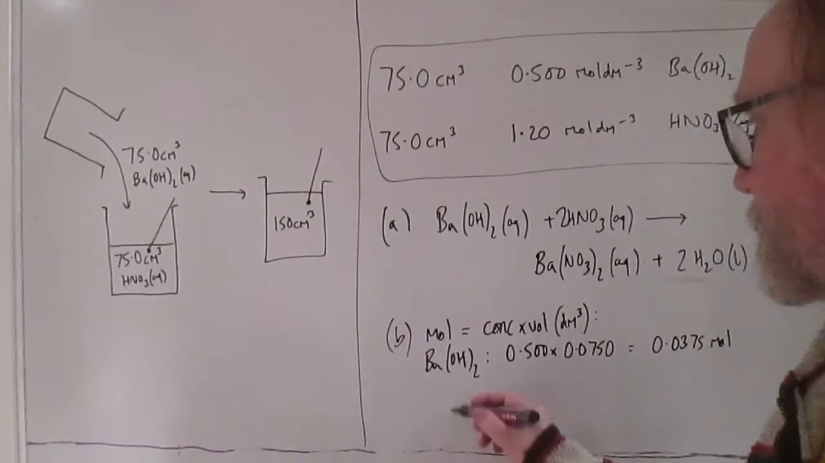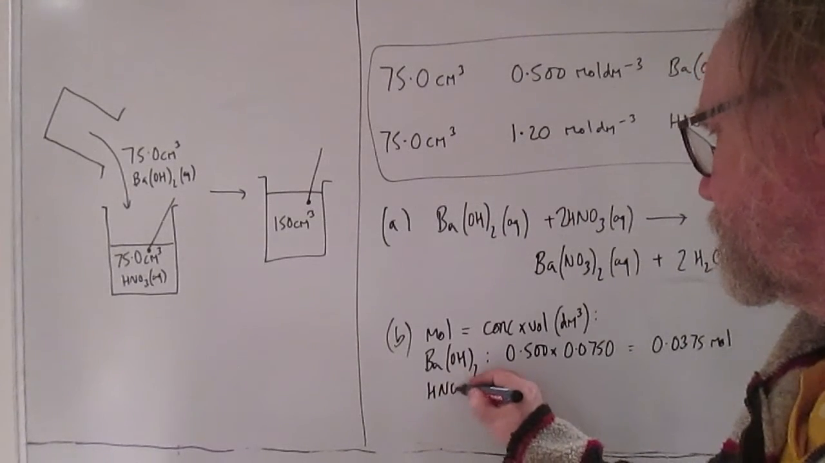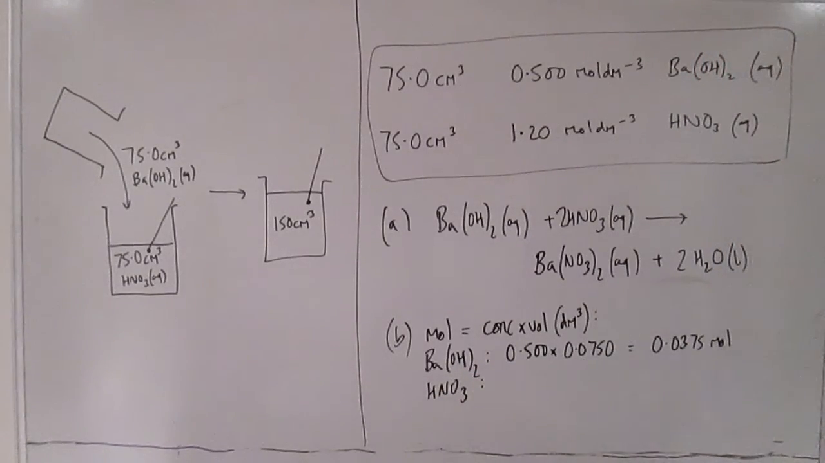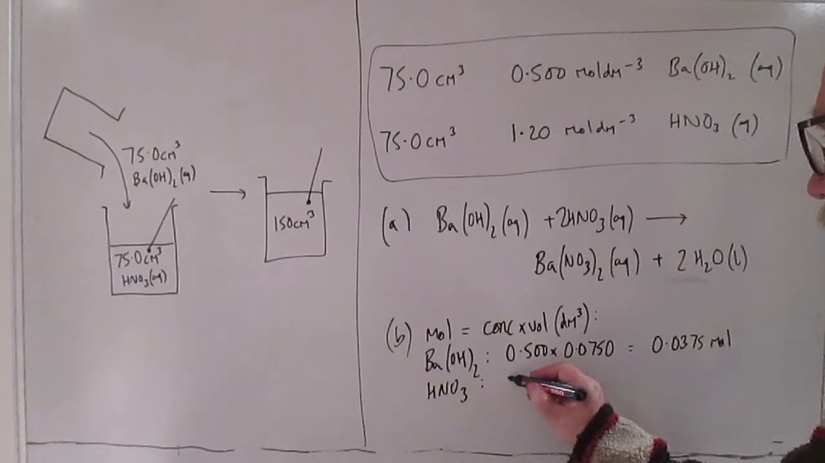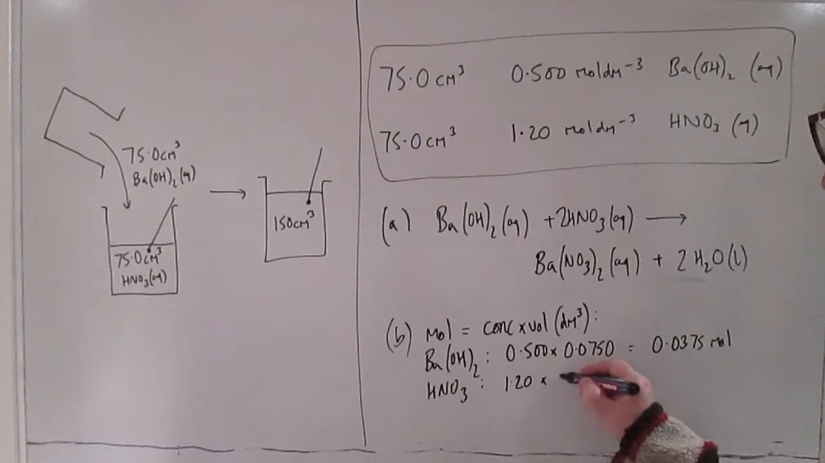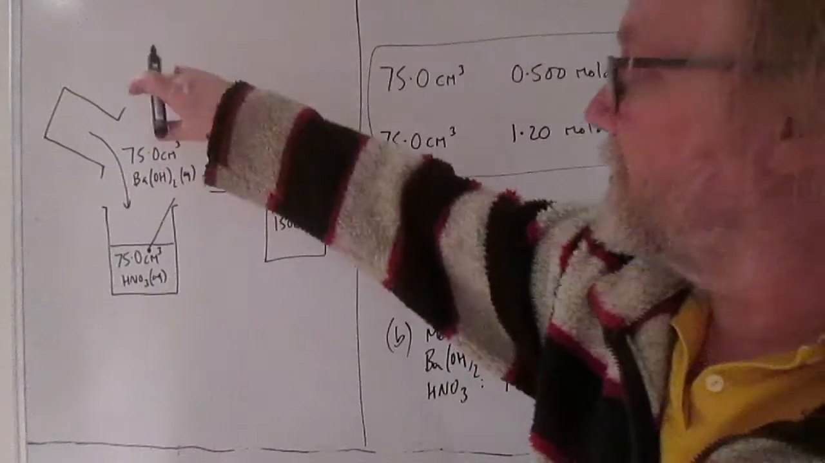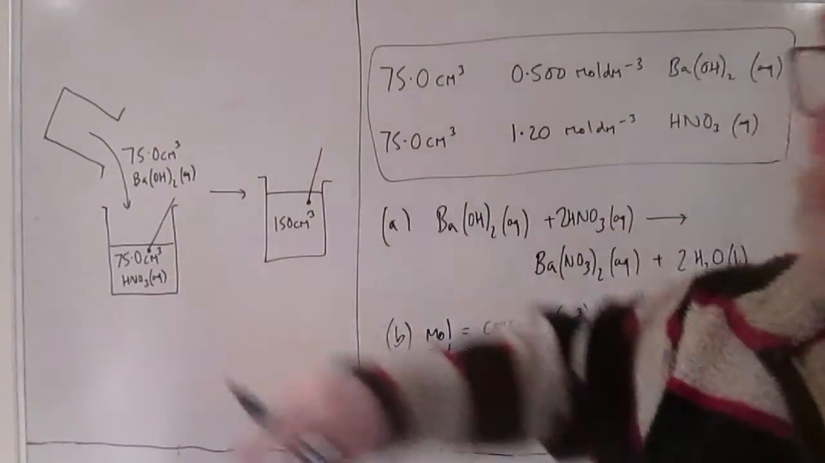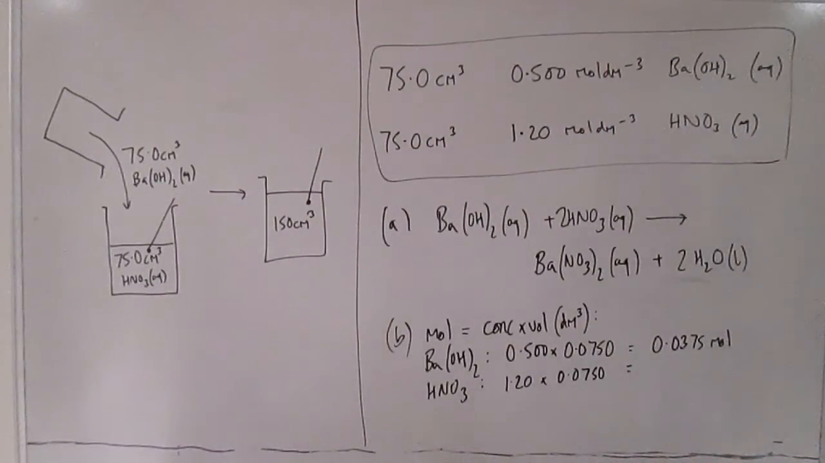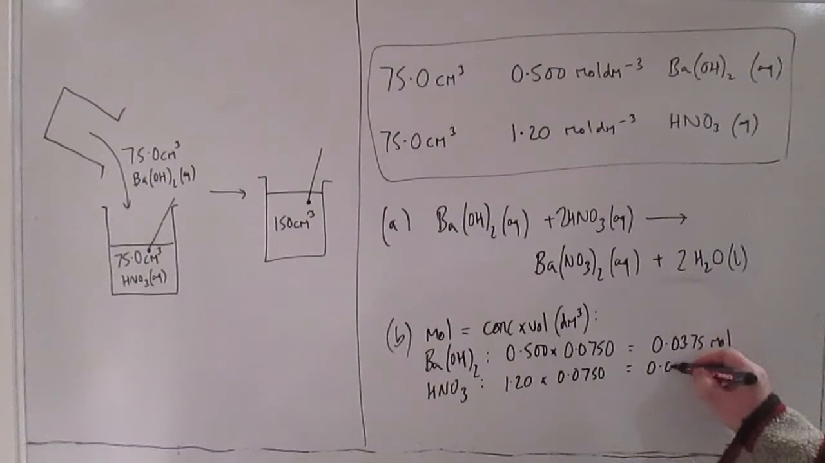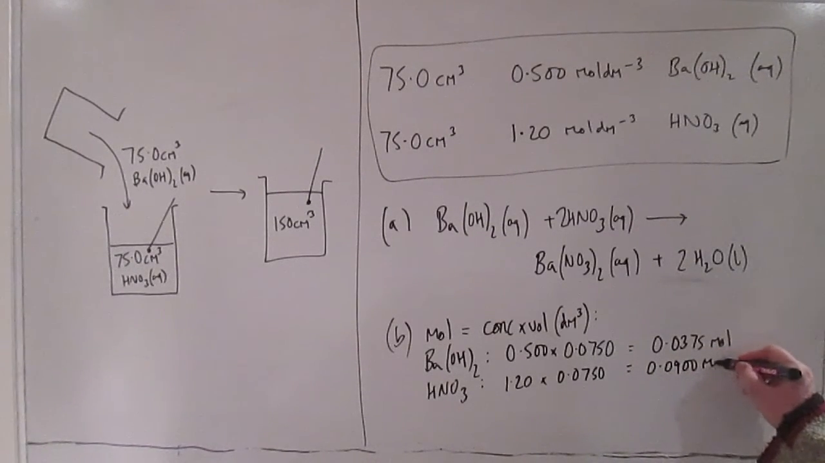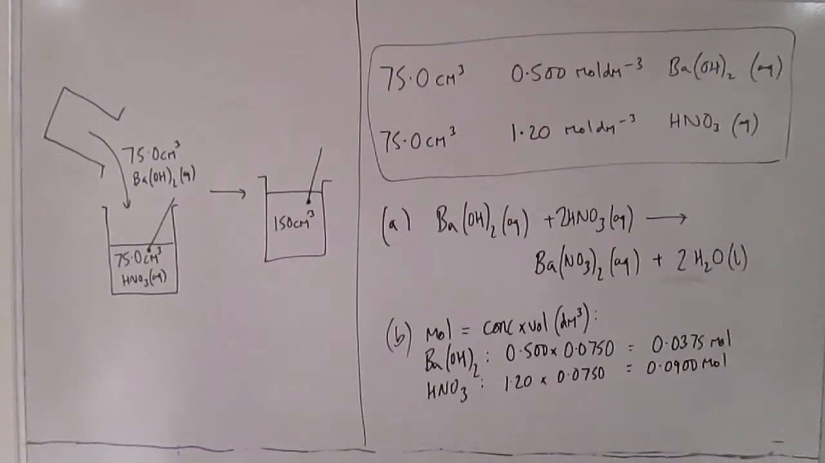And for nitric acid, we've got 1.2 moles per dm cubed times again 0.075 dm cubed, because we're adding equal volumes, 75 cm cubed of this to 75 cm cubed of that, which comes to 0.0900 moles. So you had to get those 2 numbers, and then you have to answer which one is in excess, and you've got to give a justification for that.